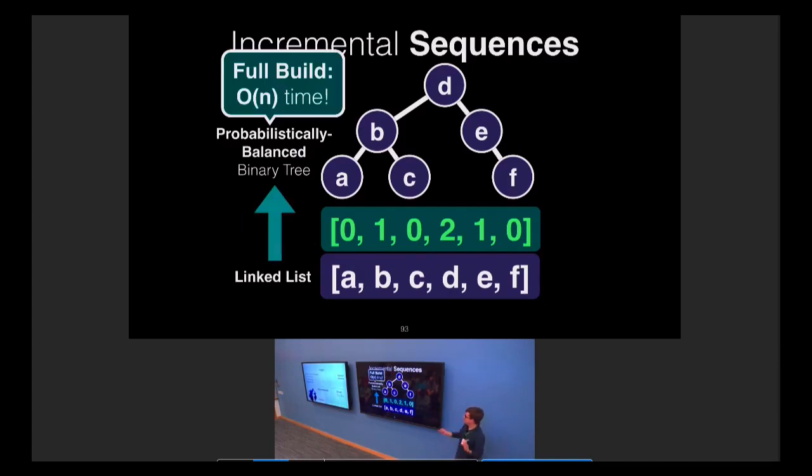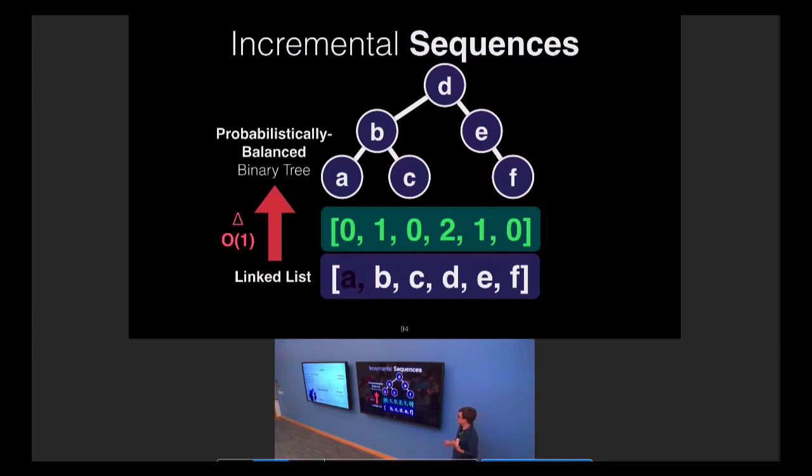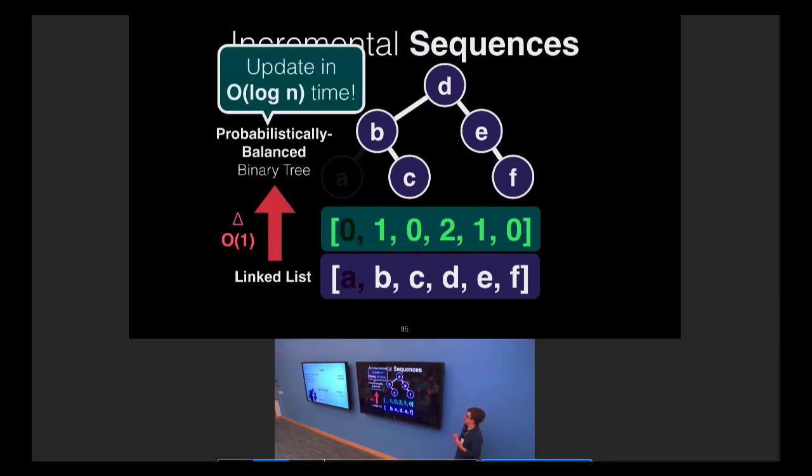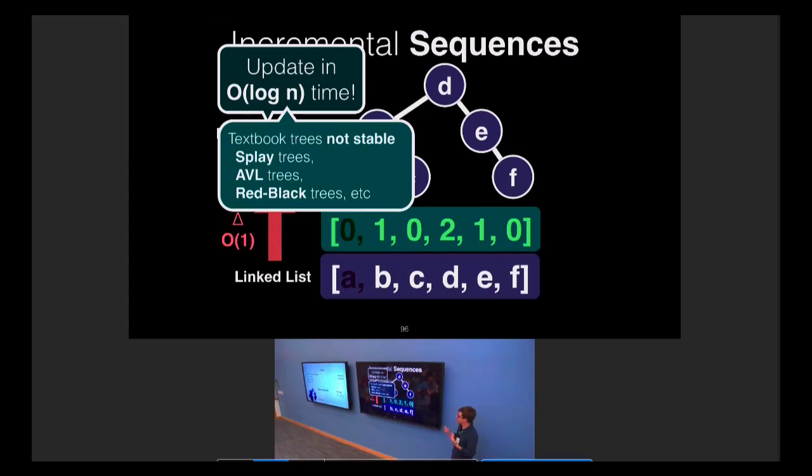The cool thing is you can build this thing in linear time, just scanning through the list once. And then when I make a change, like removing A or any other element, you can prove that you can update the tree in log time. That's important for us. These trees are also stable: they're history independent, so given the sequence, it always maps to the same tree, which is important for us.